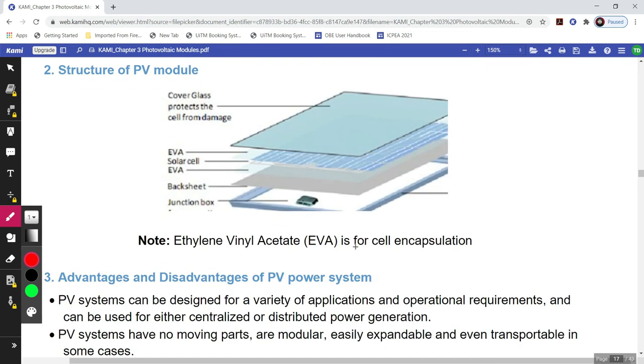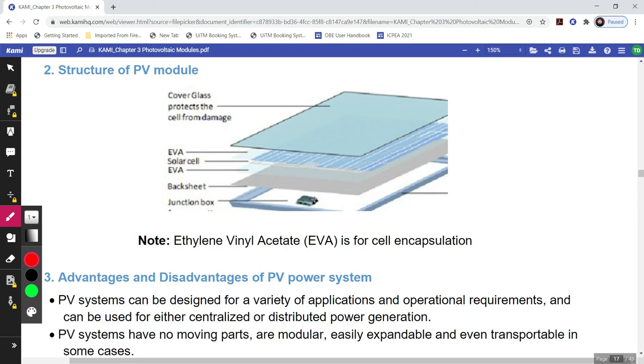Okay, structure of PV module. So we start with the top of the PV module. We have the cover glass, which protects the cells from damage, and then EVA. EVA is ethylene vinyl acetate. And then this is the solar cell, the third layer, and then again EVA below the solar cell, and then the back sheet, and then the junction box.